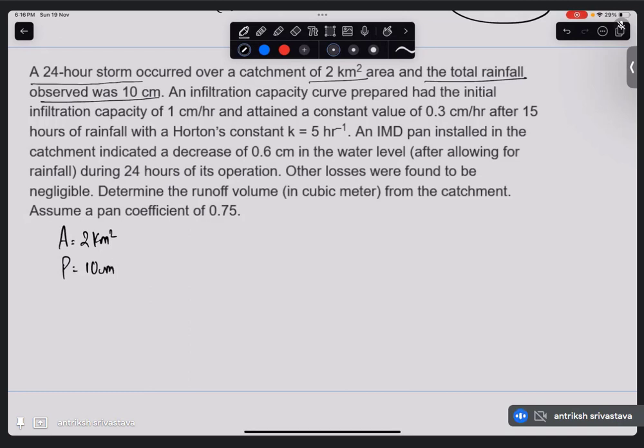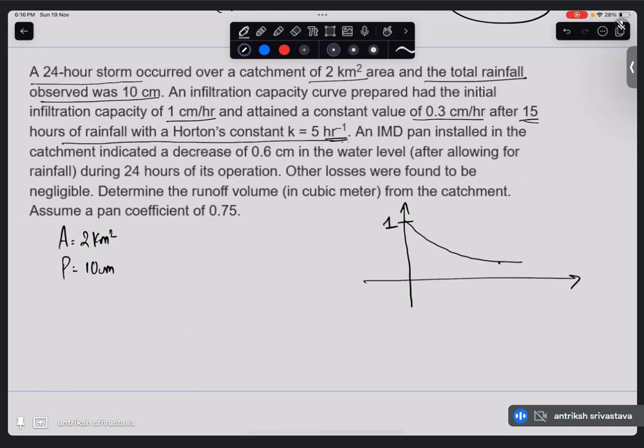The infiltration capacity curve prepared had an initial infiltration capacity of 1 centimeter per hour and then a constant value of 0.3 centimeter per hour after 15 hours of the rainfall, with Horton decay constant K as 5 per hour. So if I were to plot that infiltration rate, we started with 1 and then reached a value of 0.3 in 15 hours and then it was constant. And this K was 5 per hour. Now, an IMD pan was installed in the catchment and the water level decreased in that pan by 0.6 centimeter during the 24 hours of this operation. So evaporation in pan is 0.6 centimeters.